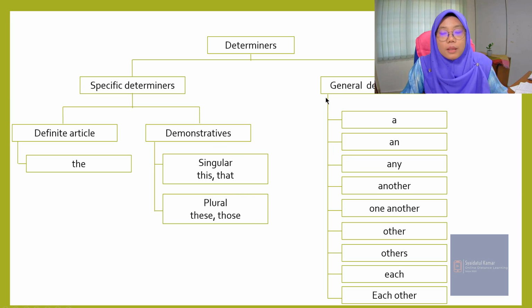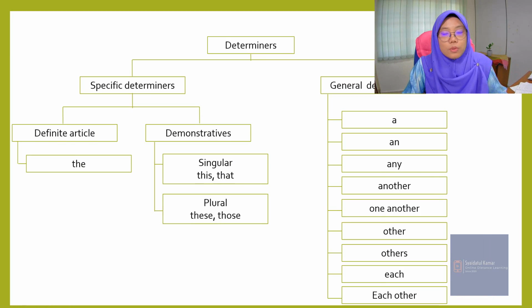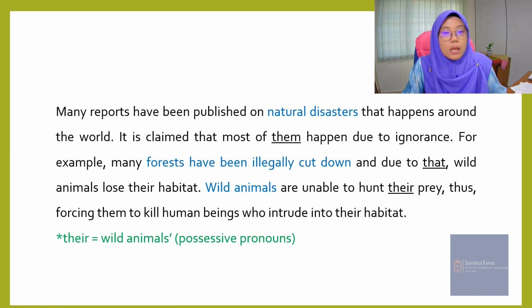Okay, and there are other reference words used. For example, here are determiners: any, another, one, other, others, each other. Okay, so you need to understand, when the author mentions these words, what the author is actually referring to. Okay, so this is what we call reference words. Now let's take a look at an example.